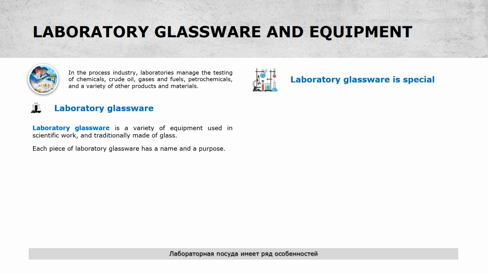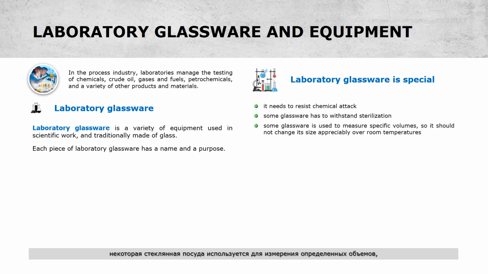Laboratory glassware is special. It needs to resist chemical attack. Some glassware has to withstand sterilization. Some glassware is used to measure specific volumes, so it should not change its size appreciably over room temperatures. Chemicals may be heated and cooled so the glass needs to resist shattering from thermal shock.